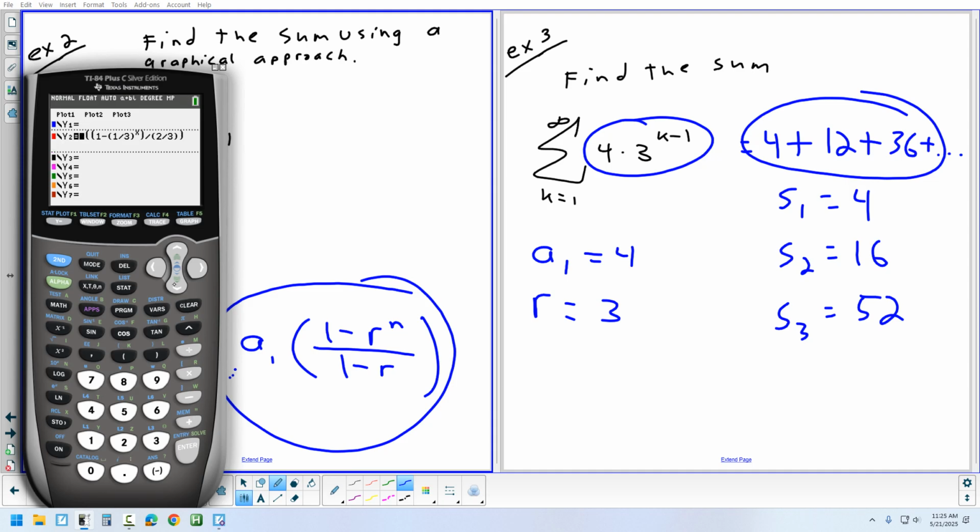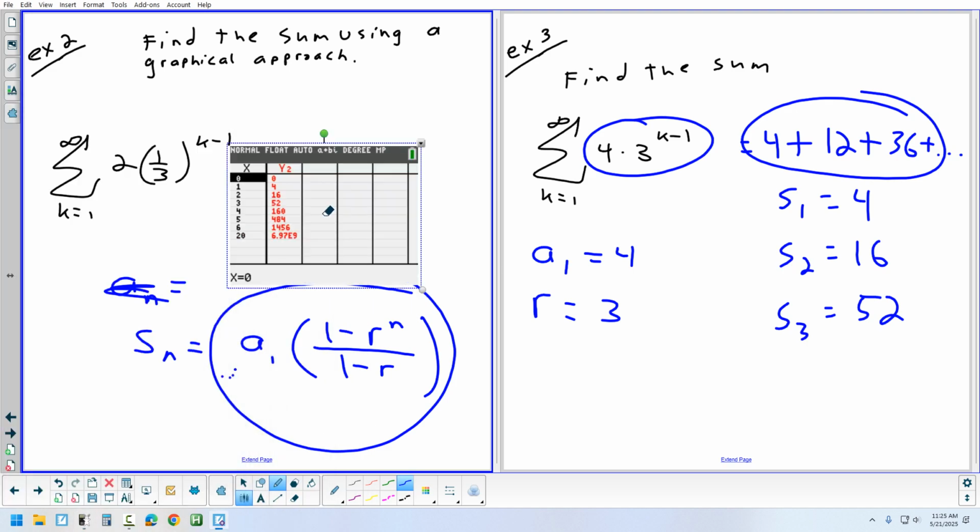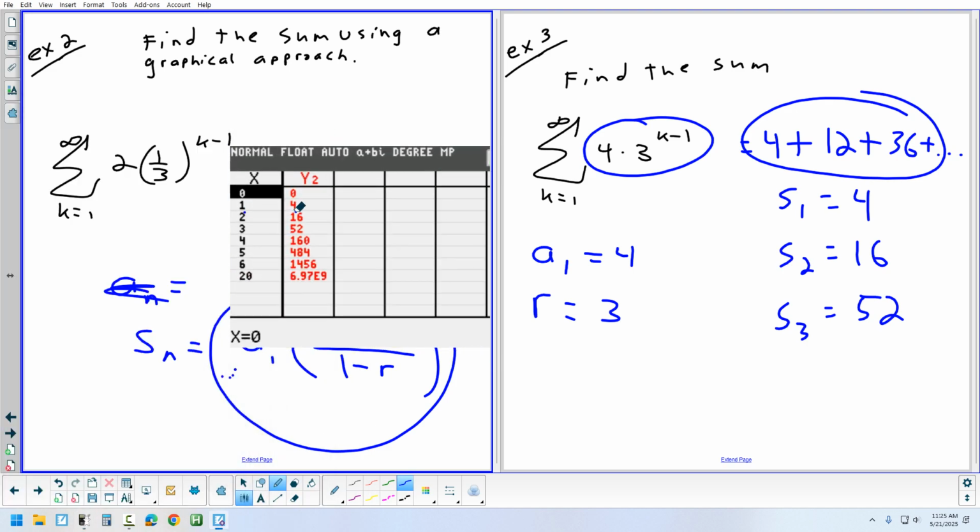All right, so this time the first term is 4. My r value is 3. And my denominator is 1 minus r. That's negative 2. Okay, so just make sure I fixed everything right. First term, 1 minus r to the n over 1 minus r. Since we did the first 3 terms, we can check it and make sure we get those answers. Yep, I don't know if you can see it or not, but when you plug in 1, you get 4. 2 gives you 16, and 3 gives you 52. Yep. So we know we have it right.